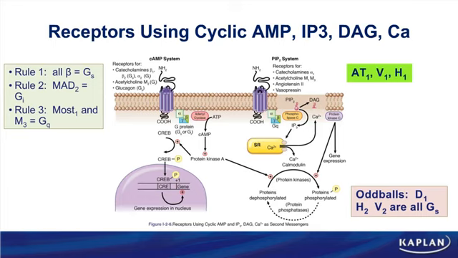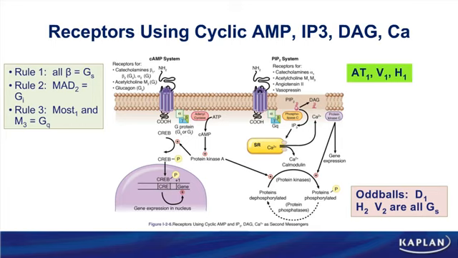Protein kinase C goes with phospholipase C. When we think about the different types of receptors that are coupled to G proteins, rule number 1, all betas are GS. Rule number 2, if you take the 3 receptors that we've discussed, M2, alpha-2, and D2, you can remember the MAD2s. They're all inhibitory G protein coupled.